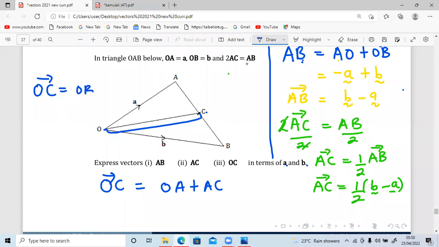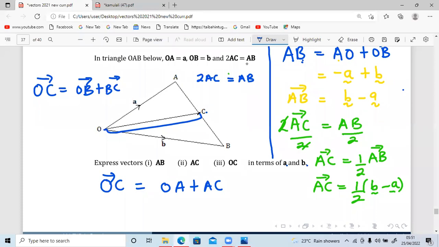OB plus BC. Good. So for whatever route you are going to use, you are going to get the same answer. But what do I want you to discover now? I want you to come back here. You have 2AC is equal to AB.